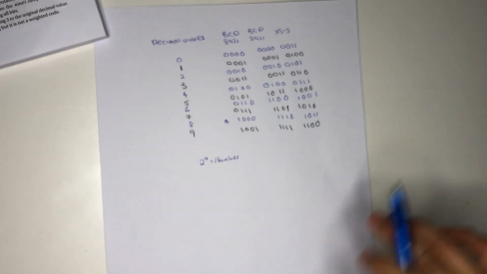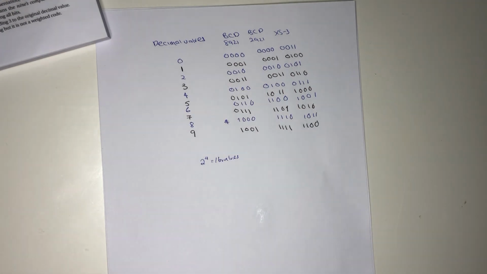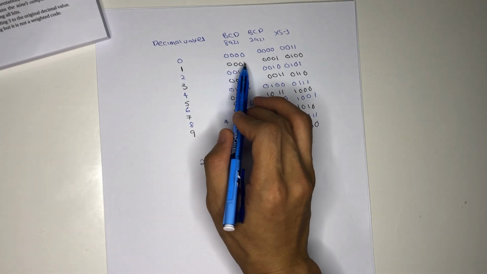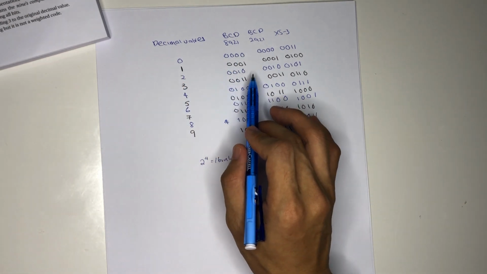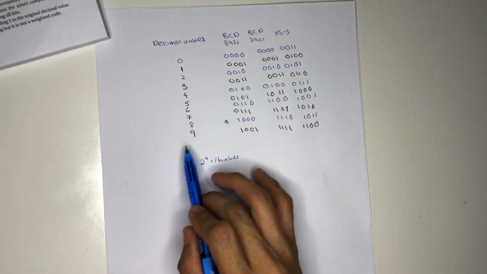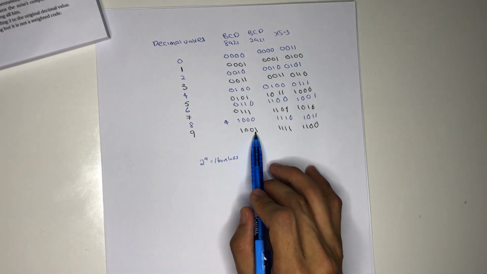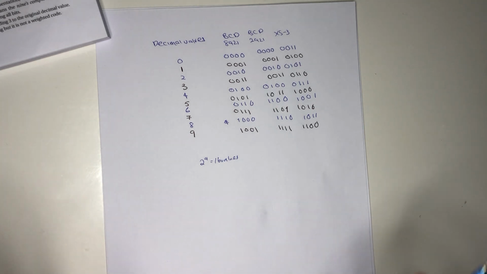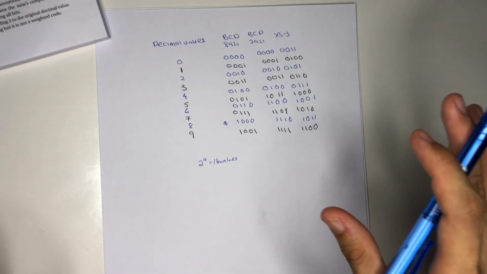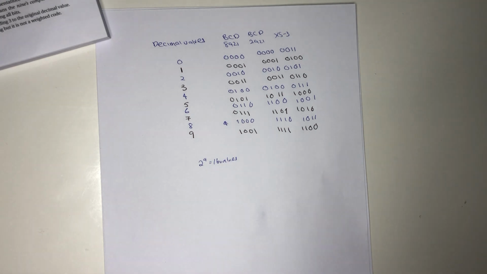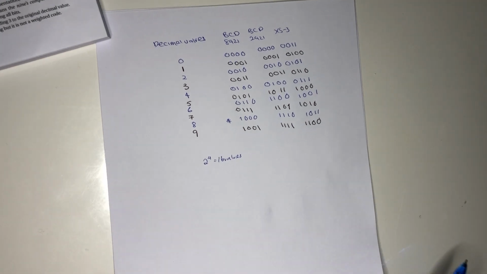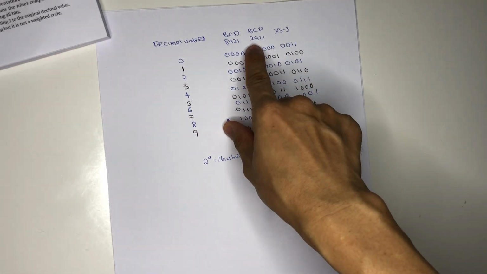Let's say you see 0, the equivalent binary 4-bit is 0, 0, 0, 0. For 1, 0, 0, 0, 1. For 2, 0, 0, 1, 0. For 3, 0, 0, 1, 1, until 9, it is 1, 0, 0, 1. No different, completely the same as the direct conversion from the straight binary system. Things go a bit different when you use BCD 2421.